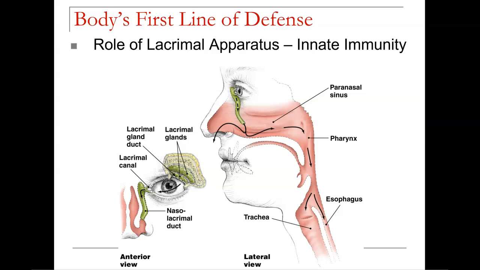It's going to empty into the lacrimal canal, which is in the center portion of your eye. From there, it drains down to what's called the nasolacrimal duct. That's why when you cry, a lot of times your nose starts to run, because it drains down through your nose. So it produces and drains tears. When you blink, it helps to spread these tears and wash the surface of the eye. Those tears contain lysozymes, which are enzymes that destroy bacterial cells.